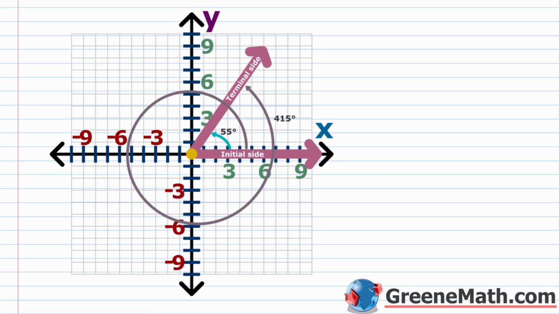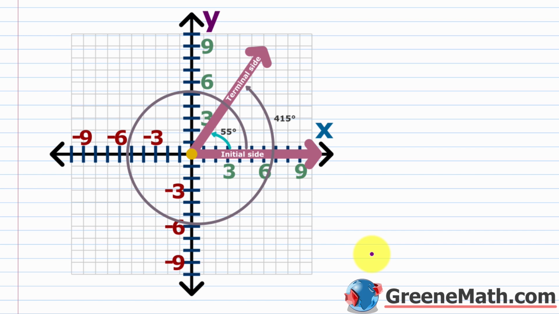Now let's talk about these coterminal angles. The concept here is that coterminal angles are angles that have the same initial side and also the same terminal side, but differ by amounts of rotation. So the measures are going to differ by some multiple of 360. I'll show you how to calculate that in a moment.